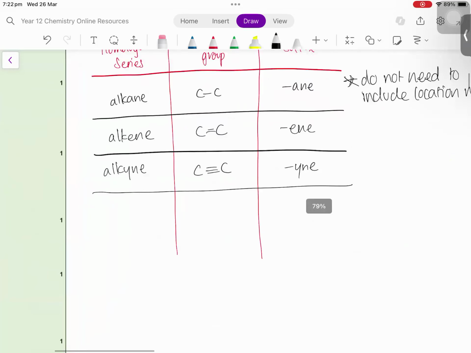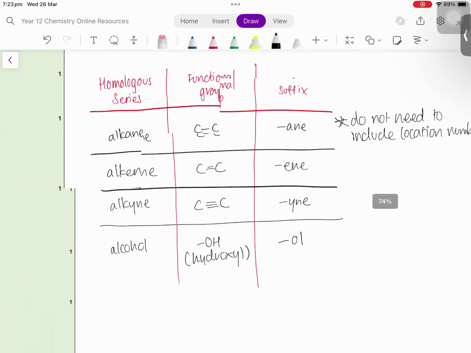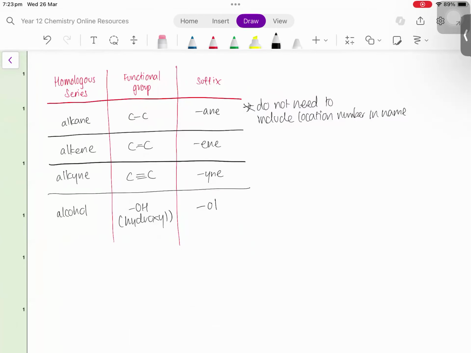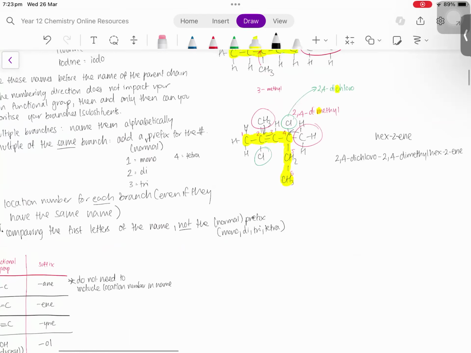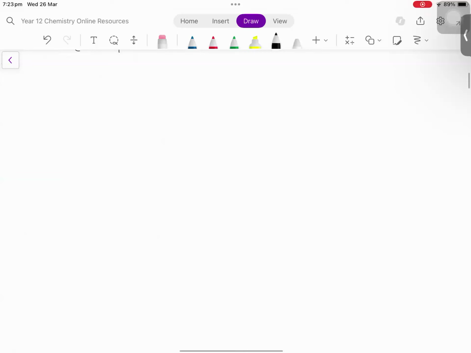Your next homologous series, let's go back to update your summary table, is an alcohol, which has an OH functional group. The name of this functional group is hydroxyl, and your suffix is ol. Okay. All right, cool. These are most of your steps. Let's give you another example. Let's go.